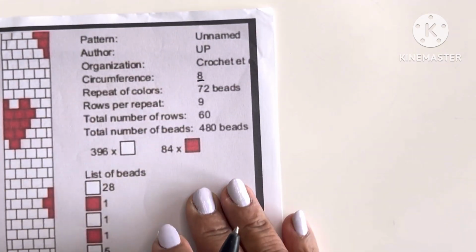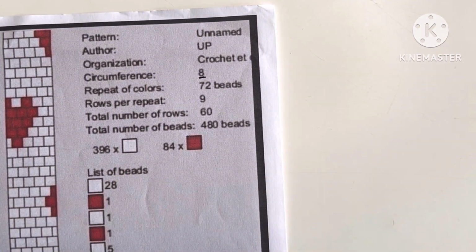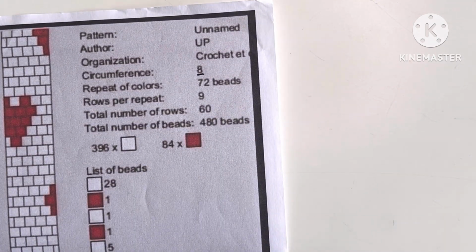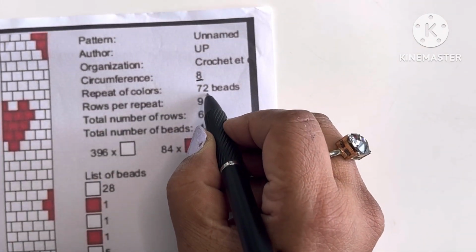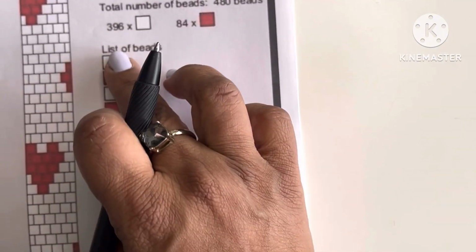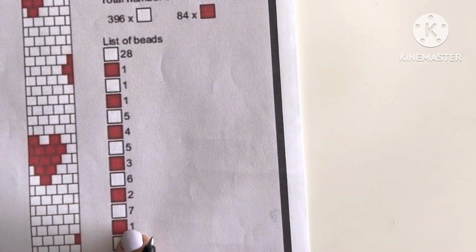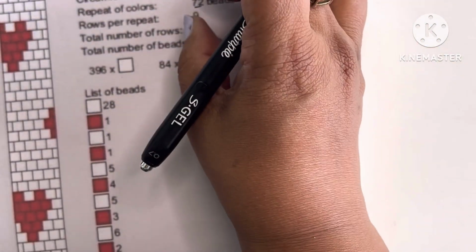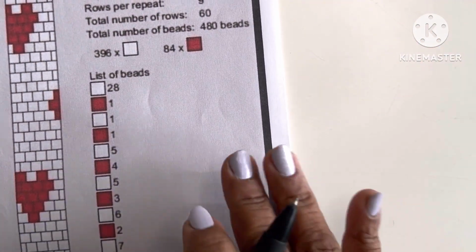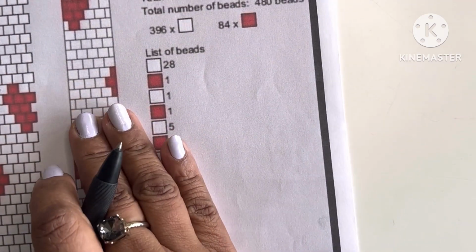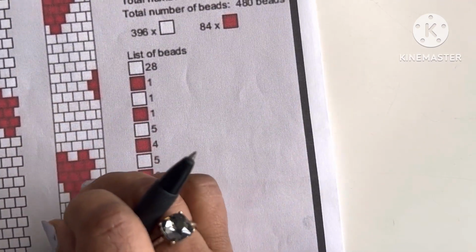For me, what is important is the circumference, which is an 8 bead rope, because that is what will help me to make the pattern. And repeat of colors, that is how many beads there are per repeat. That is important for me. With that, the information of these two is enough for me to make either a bracelet or a bangle or a necklace or a long rope or anything according to what we plan.